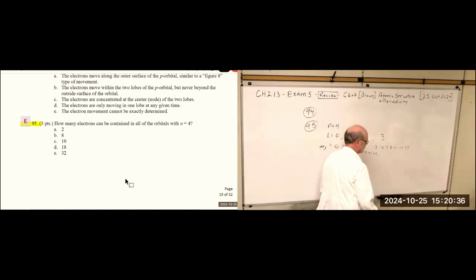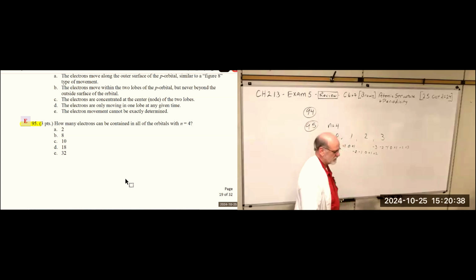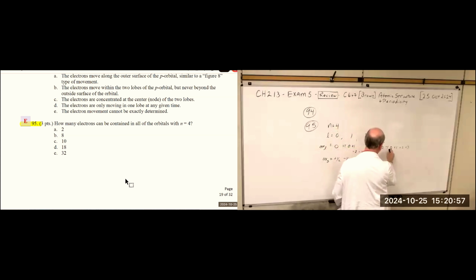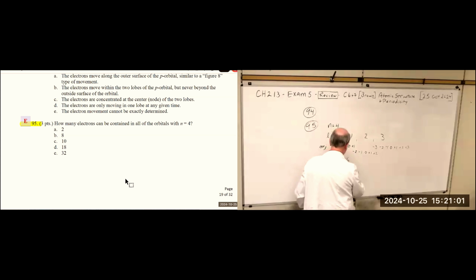I think there's a formula for this. Right, if you know that n, then you plug it in your formula and it'll spit out the number of electrons, but this is reliable. And each one of these can have 2. So 1, 2, 3, 4, 5, 6, 7, 8, 9, 10, 11, 12, 13, 14, 15, 16. 16 times 2 is 32. 2 electrons each would be 32.